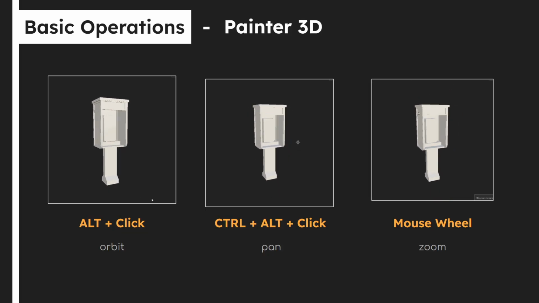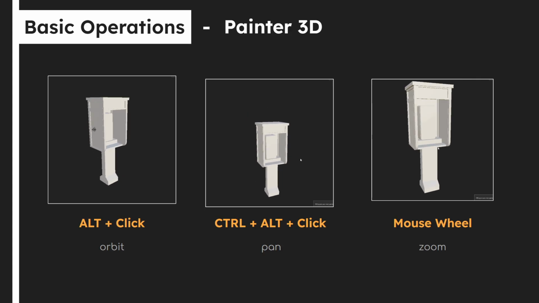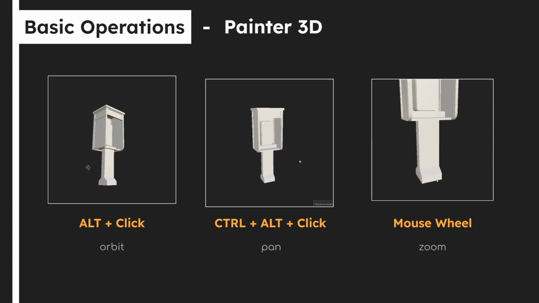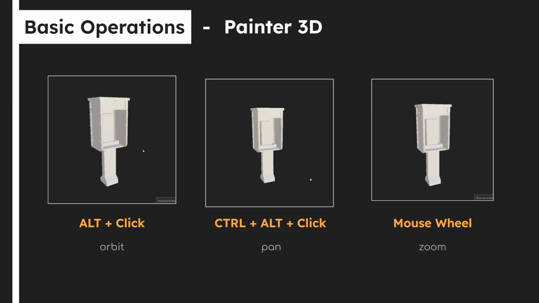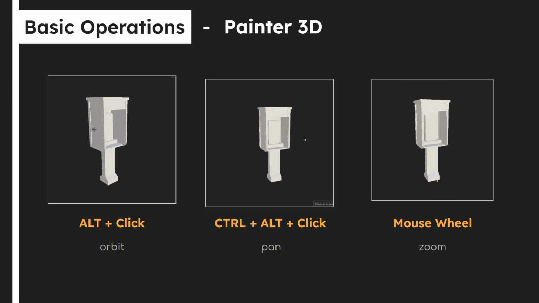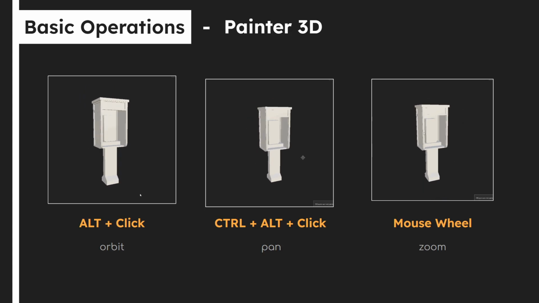Okay, so if we're going to be orbiting around the object, it's going to be Alt-click. These are in the slides. Maybe pop them open beside you if you get confused about how to do something in the viewport. Control-Alt-click is the pan. So in Blender, that would be Shift and middle mouse. And then zooming is the same as Blender. It's just scrolling up and down on the mouse wheel.